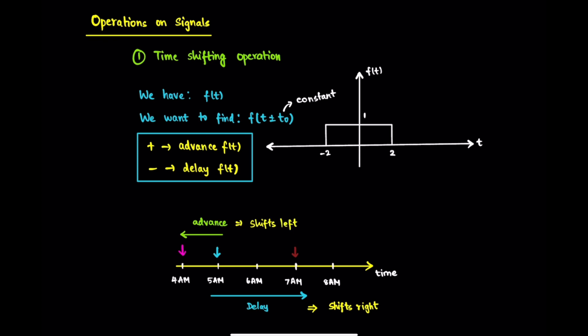So whenever we are asked to perform the time shifting operation, a signal is going to be given for us and we have to perform either advancing or the delay of that signal. Remember that if you have a negative sign, you are delaying the signal, which means you are shifting the signal to the right. Whereas if you have a plus sign, you are advancing the signal, which means you are shifting the signal to the left. The t naught denotes how much you have to shift.